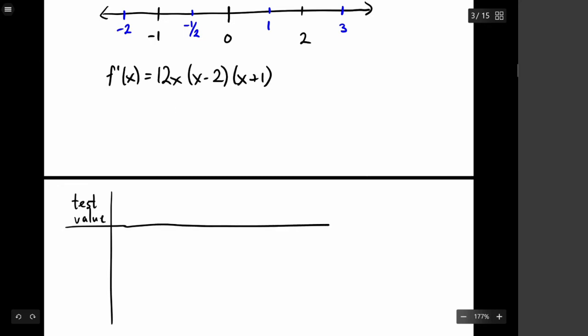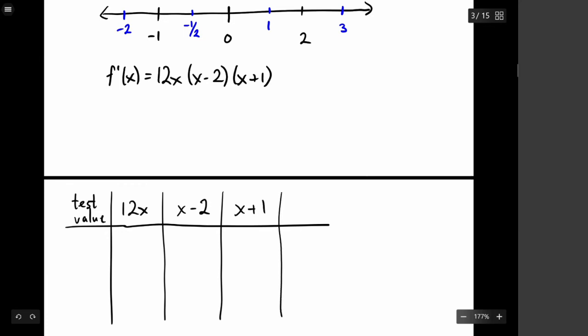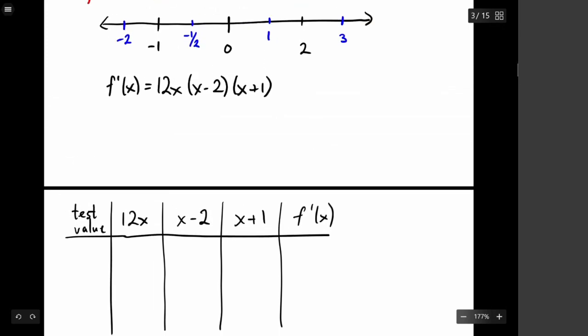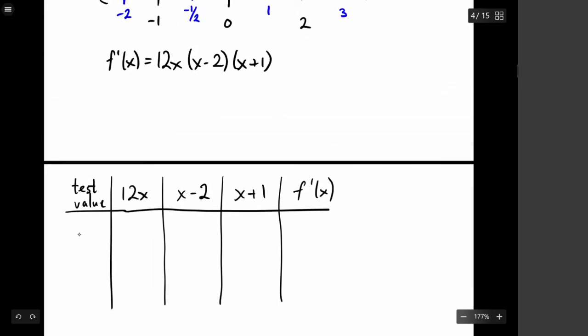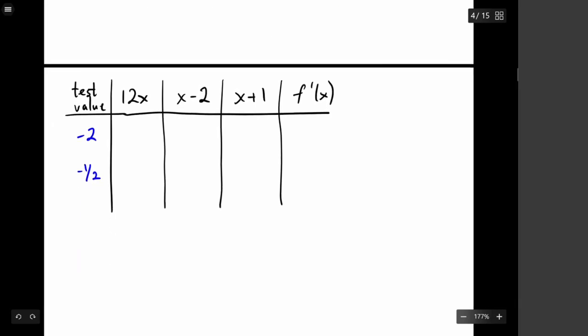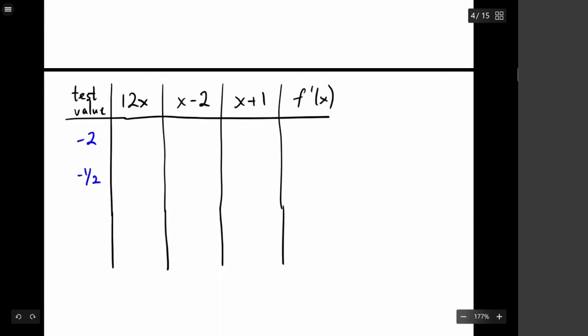All right, there's 3 factors here: 12x, x minus 2, x plus 1, and then f prime of it. Okay, so here we have -2, -1/2, that's 1 and 3.